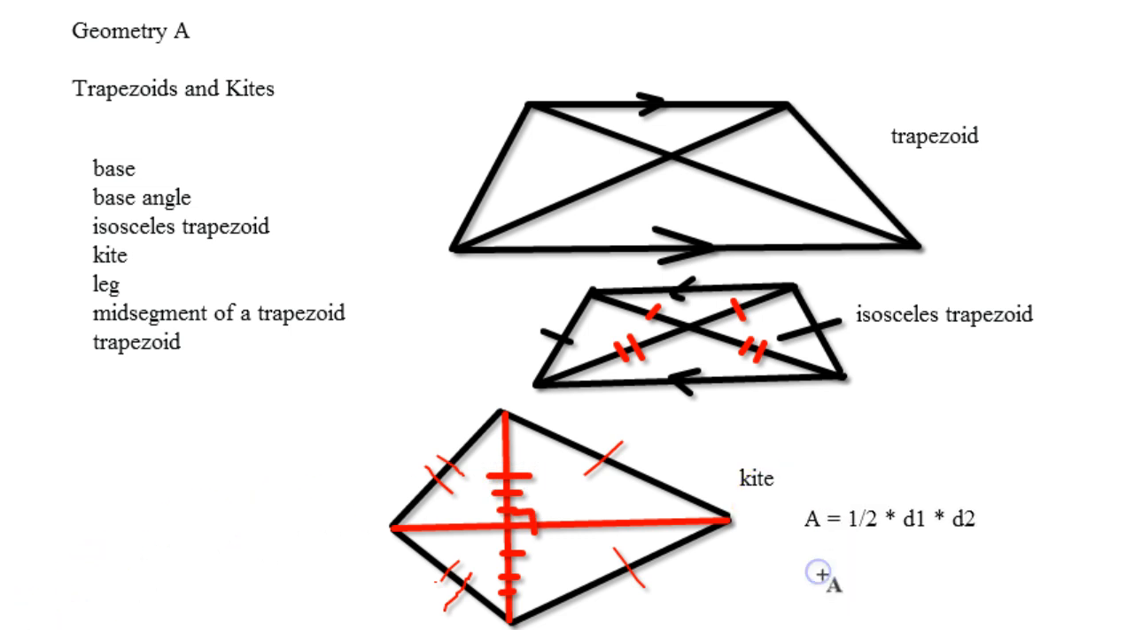Now, the area of a kite is going to be 1/2 times diagonal 1 times diagonal 2. And diagonal 1 is usually one of the lengths, and diagonal 2 is going to be the entire length of the other side as well. So all you have to do is multiply those two, multiply by half, and you have the area of a kite.